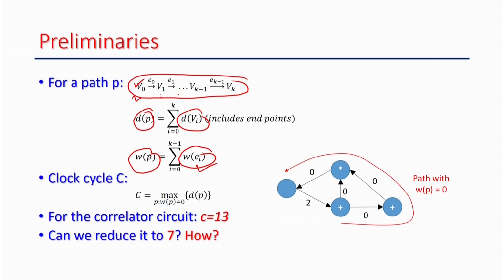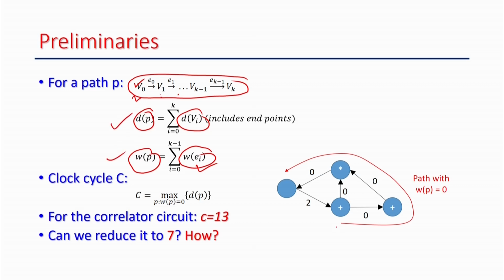So, whenever you consider a path in a graph which represents a digital circuit, we can think of the delay of that path, which is nothing but the summation of the delay of all the nodes of that path, and the weight W of that path is nothing but the weight of the edges, which represents the number of registers in the path. So, these are the two parameters we are going to define for a path.